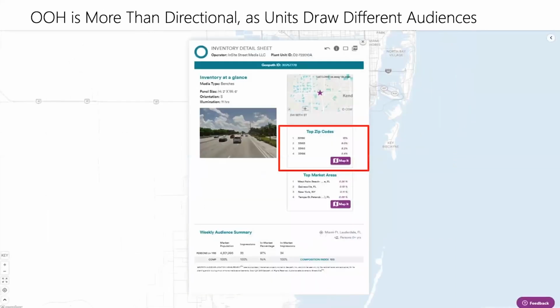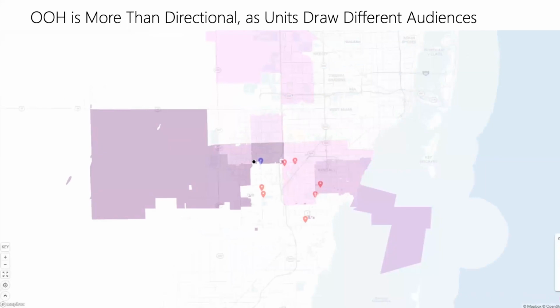Cool. So what we're looking at right now is a specific unit. Each unit actually has information about it, and you're able to go in here, and that's what you're seeing. These are the top 4 zips that are drawing audience from areas other than where the unit is located. There's your unit, the black dot, and the audience it's drawing from is from other zip codes. The larger or darker purple areas are the highest. So we're getting much more from that directional sign than it appears.